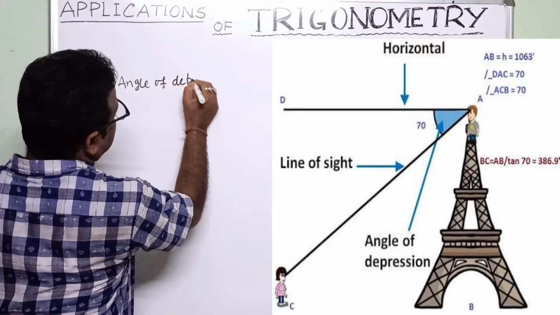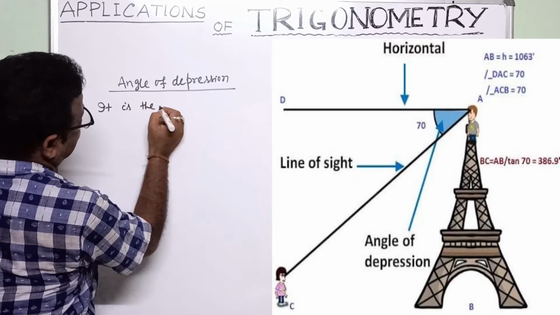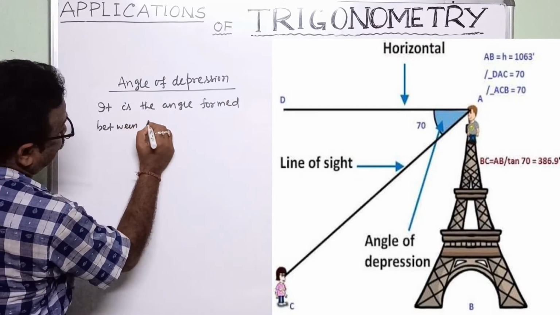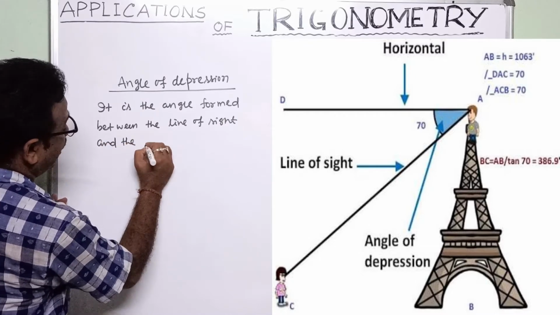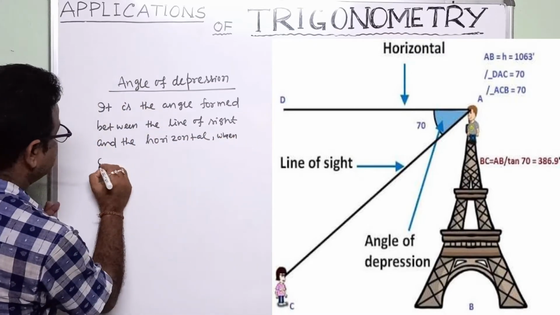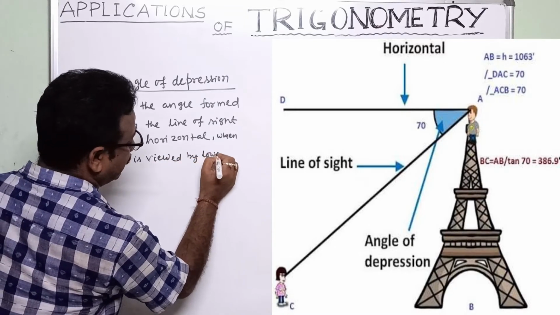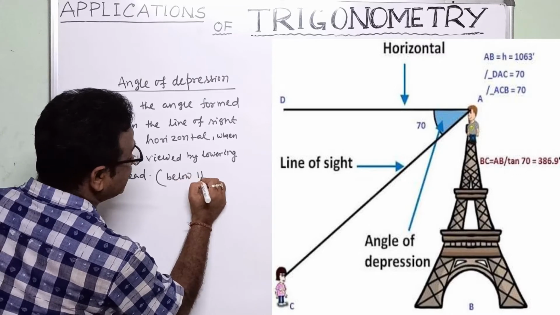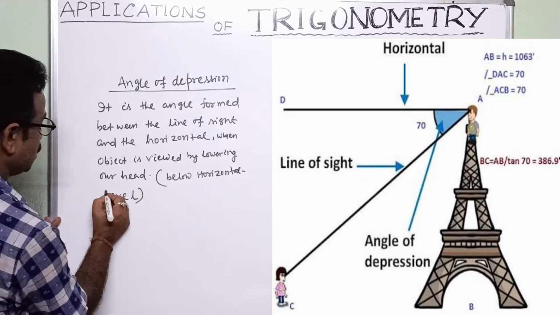Angle of depression. It is the angle formed between the line of sight and the horizontal when the object is viewed by lowering our head, that means below the horizontal level.